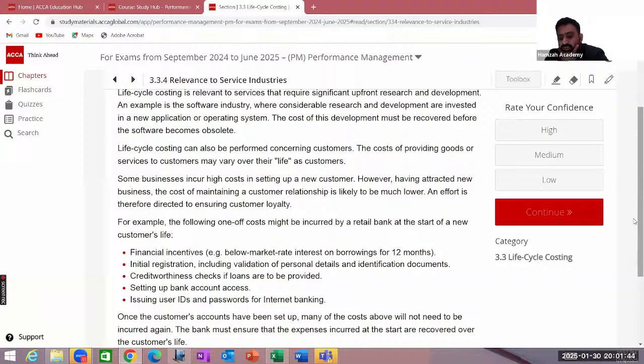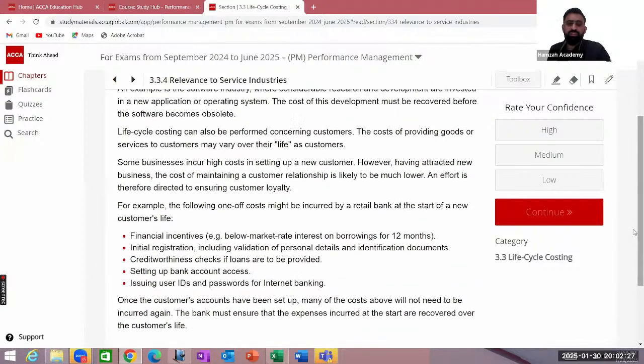For example, the following costs might be incurred by a retail bank at the start of a new customer life: financial incentive, below market rate interest on borrowing for 12 months; initial registration, including validation of personal details and identification of the customer; creditworthiness check if loans are to be provided; setting up the bank account; issuing user ID and password for internet banking. They provide these services free of cost or at a lower cost in the hope of retaining the customer. And once they retain the customer, in the future they have to incur less cost to retain the customer, and then they can make a profit from the customer in the future. So these are examples where life cycle costing is very relevant to the service industry as well.